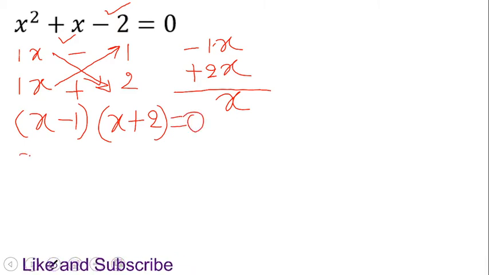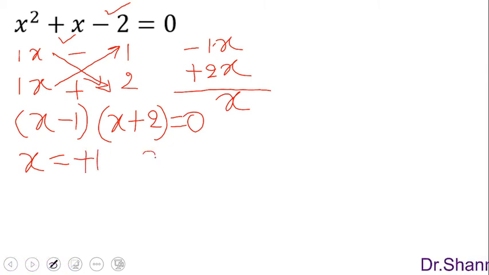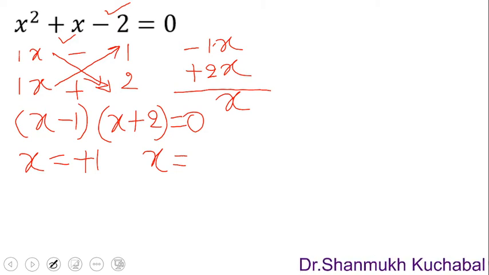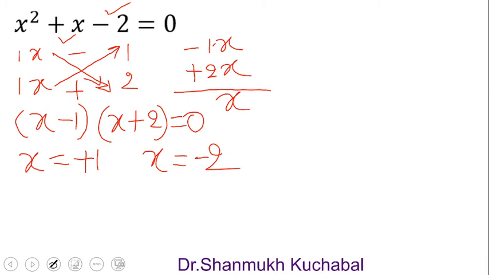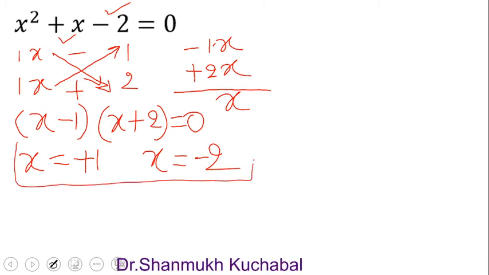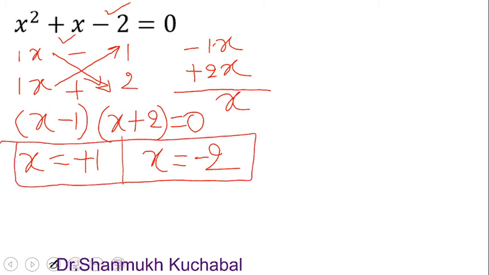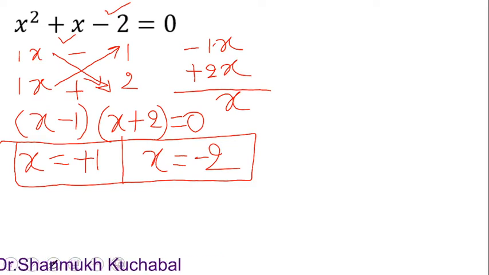Then x equal to minus 1, transport it to RHS, it will become plus 1. And here x equal to plus 2, transport it to RHS, we are going to get minus 2. Therefore the solution for this quadratic equation is very simple: x equal to plus 1, x equal to minus 2. So very easy, within 3 steps you can find a solution. Okay, I hope you are understanding.